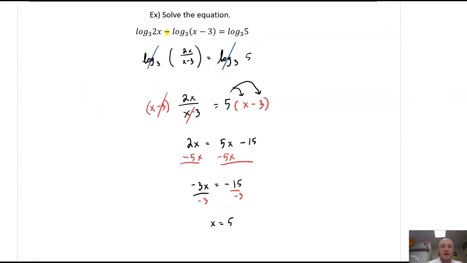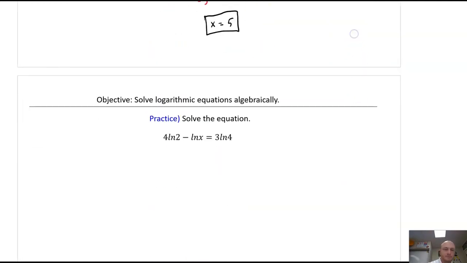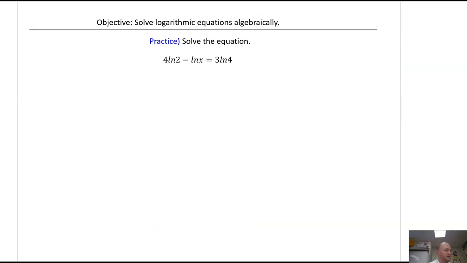Okay, so I can go ahead and check. If I plug in 5 here, 5 minus 3, that's a positive 2. If I plug in a 5 here, 2 times 5 is 10. We are positive. So that's our solution. All right, here is a practice problem. Please pause the video. Give this one a try.